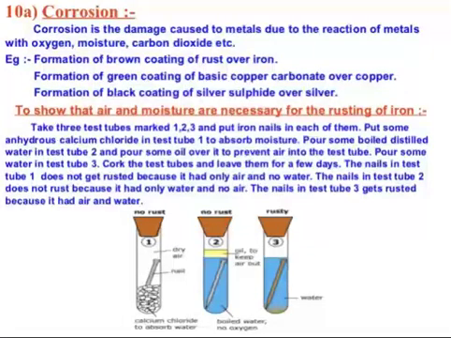The nails in test tube 1 do not get rusted because it has only air and no water. The nails in test tube 2 do not rust because it had only water and no air. The nails in test tube 3 get rusted because it had air and water.